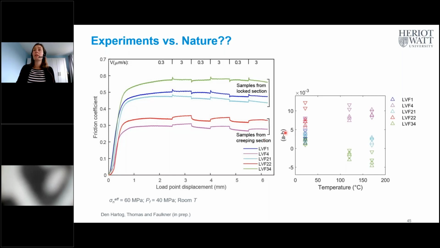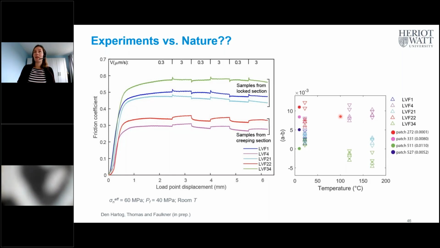Samples from the creeping section, on the other hand, so the red and the purple symbols here, show pretty much consistently positive A minus B values with temperature. And interestingly, the data which are inferred from geodetic analysis, so those are the points here, match very well with these experimental data.